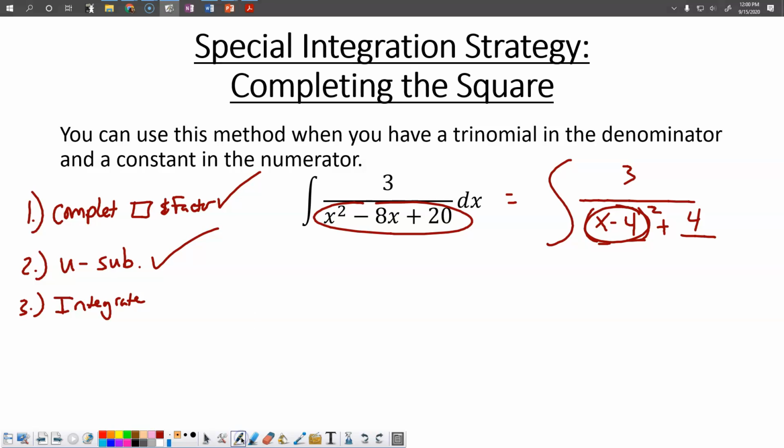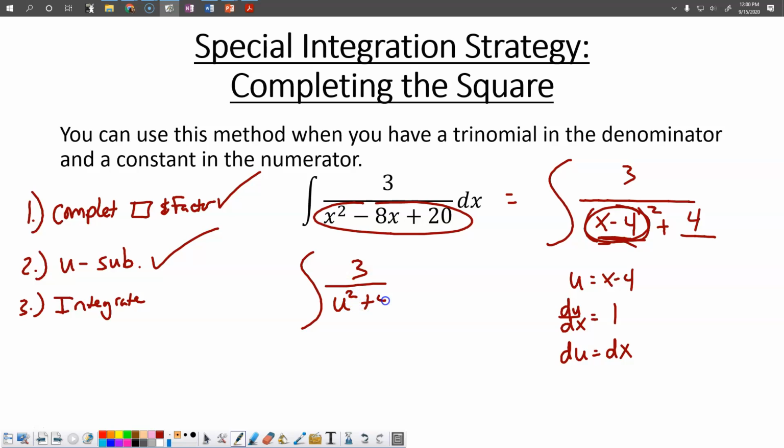But anyway, so we're going to use substitution. The u is whatever's in parentheses there, right? So I'm going to say that u is equal to x minus 4. And then I'm going to take the derivative of u with respect to x, which is 1. I'm going to get the dx by itself, which is du. And then we're going to do our u substitution. So I have 3 on the top. The parentheses becomes u. And the dx, which I forgot to write, becomes du.